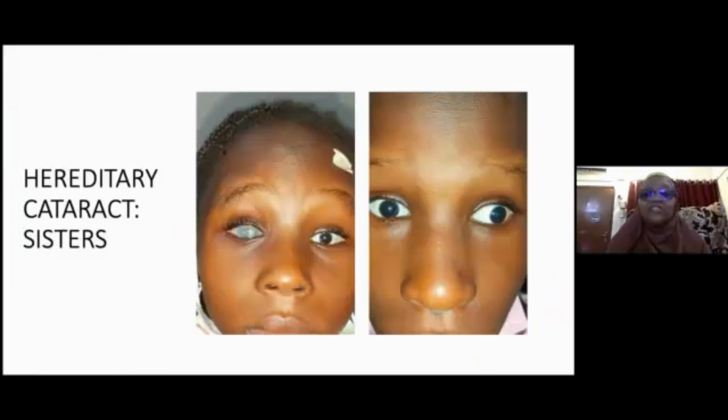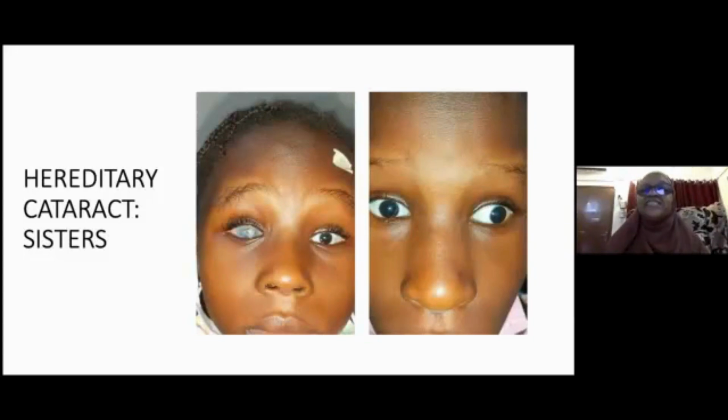Now, it is said that a picture speaks more than 1,000 words. I just want you to appreciate what a cataract looks like. So this is an example of a hereditary sort of cataract. These are sisters, and they both have cataracts. Indeed, they have a younger brother who is a year old, and he already has a cataract. So this obviously is a genetic, hereditary kind of cataract.